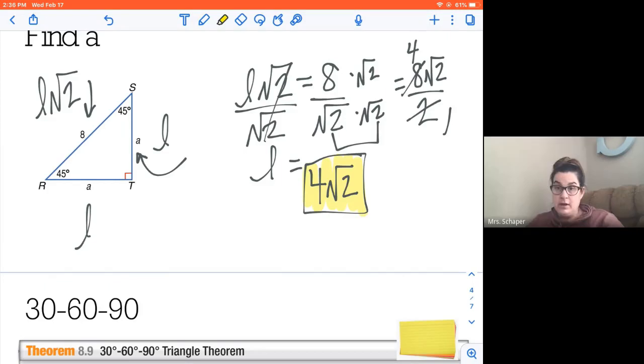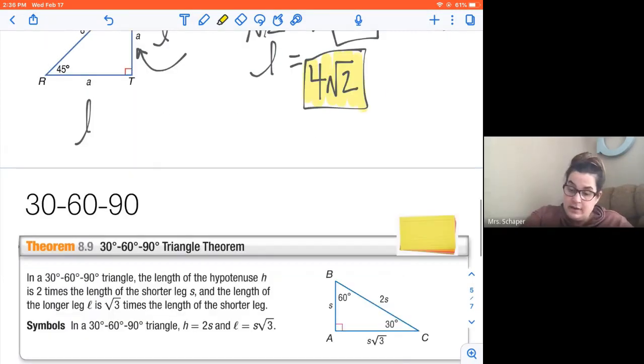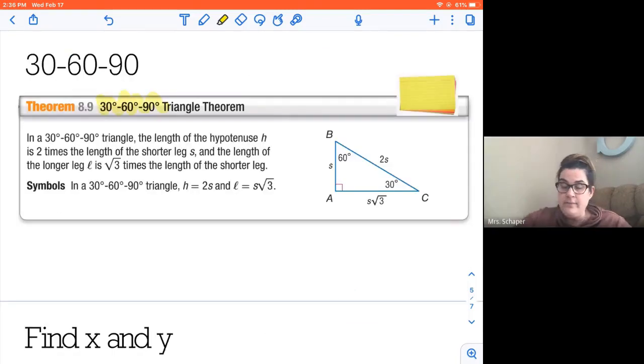Now, a 30, 60, 90 triangle, okay, here's the relationship for them. The side opposite 30 is S, it's kind of your starting point. The side opposite 60 is S times the square root of 3. And then the hypotenuse is 2S.